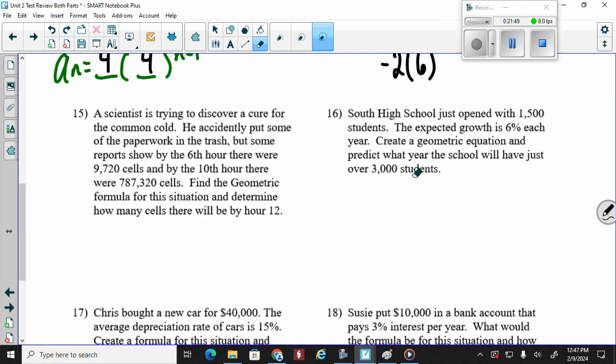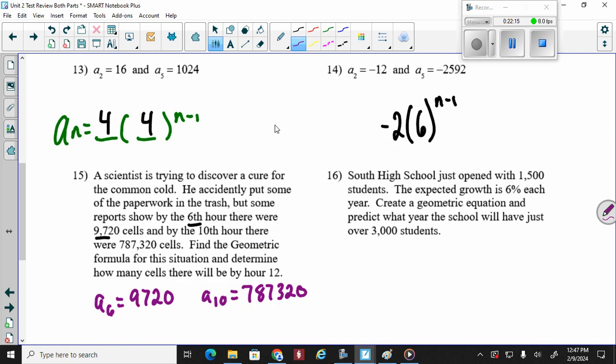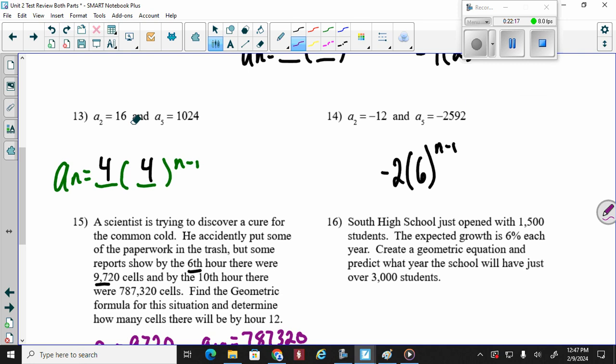All right, so it says a scientist is trying to discover a cure for the common cold. He accidentally put some of the paperwork in the trash. But here we go. By the 6th hour, it's 9,720. So A of 6 is 9720. And then it says A of 10 is 787,320. This question is exactly like questions 13 and 14.